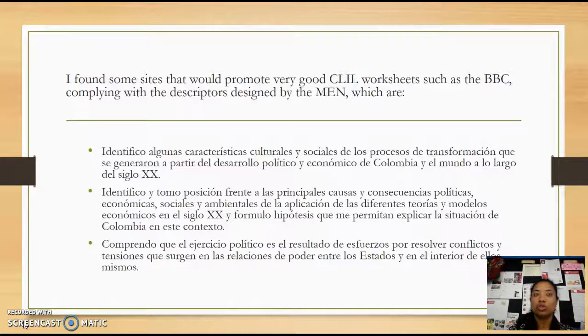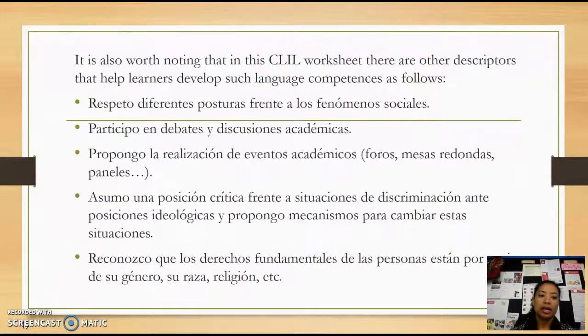So I was just browsing on the web and some worksheets I found very interesting, this clear worksheet from the British Council, and it really matches the criteria set by MEN. But these are not the only criteria.